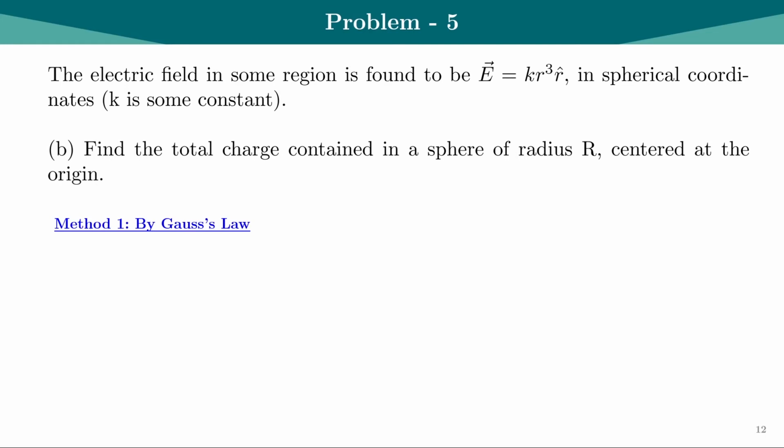Part B of the problem is to find the total charge contained in a sphere of radius r centered at the origin. This can be solved by two methods. The first method is by employing Gauss's law. According to Gauss's law, we have Q enclosed equal to epsilon 0 times the closed integral of E dot dA.